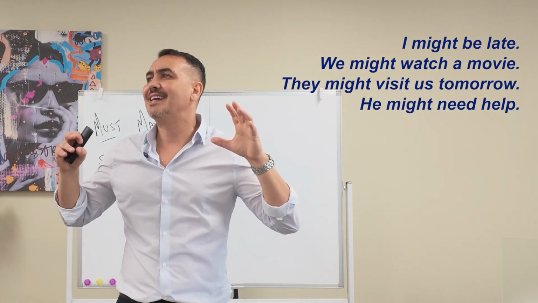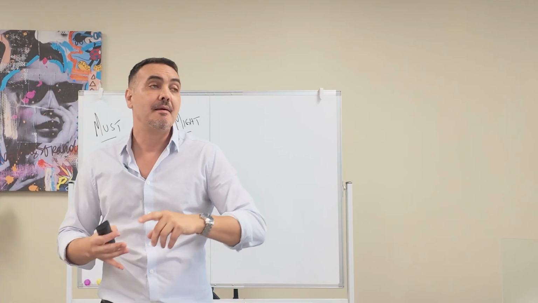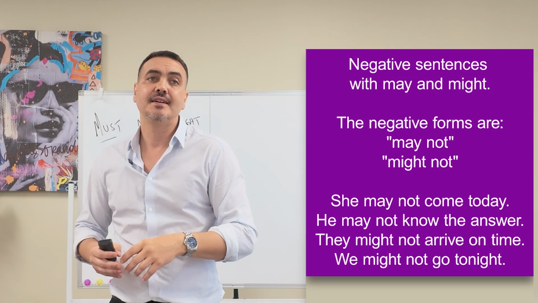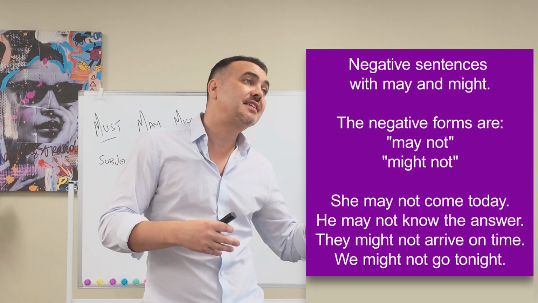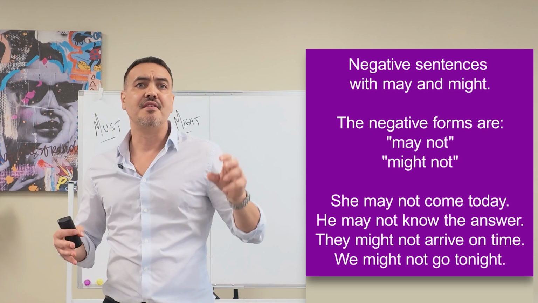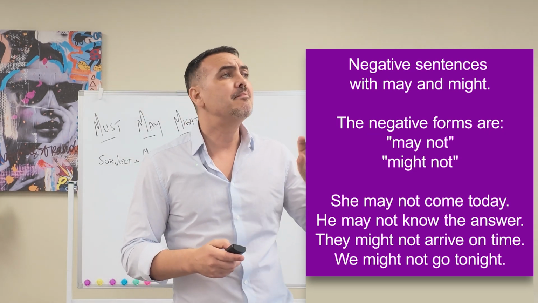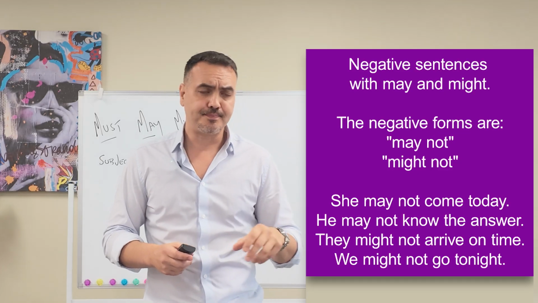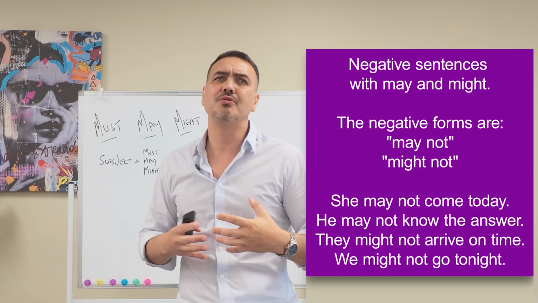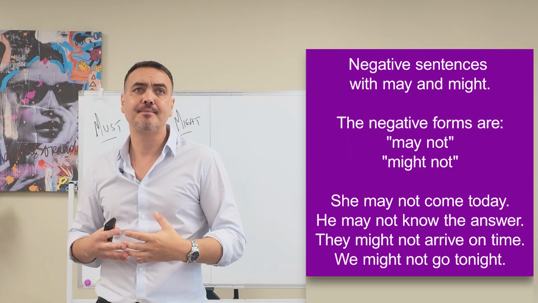Now, if we want to make negative sentences with may and might, the negative forms are may not, or might not. For example, she may not come today. He may not know the answer. They might not arrive on time. We might not go tonight. These sentences mean something is possibly not true or possibly will not happen.